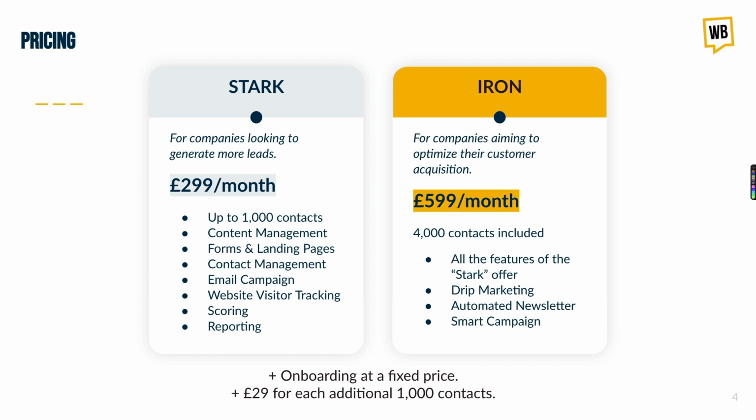So how does the pricing work? Plezi basically has two pricing tiers at the time of recording this video. The one which I'm going to be using is the Iron package, which allows smart campaigns because you don't get smart campaigns in the stock one. The other important feature in Iron is the drip marketing feature, and you also get 4,000 contacts.